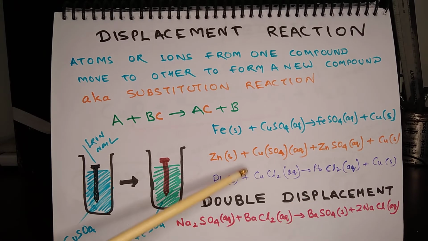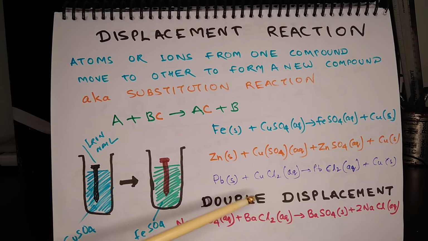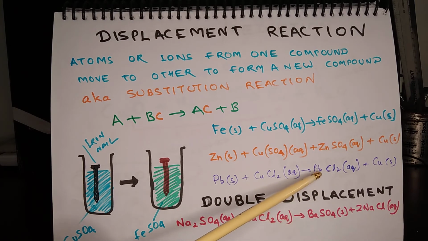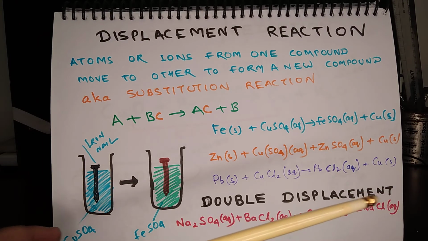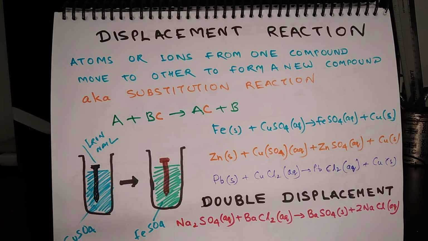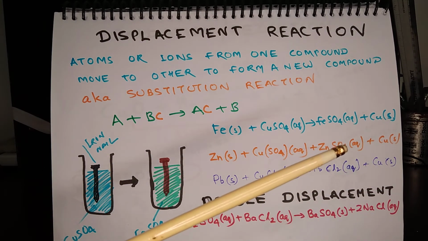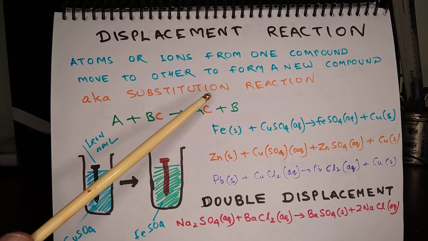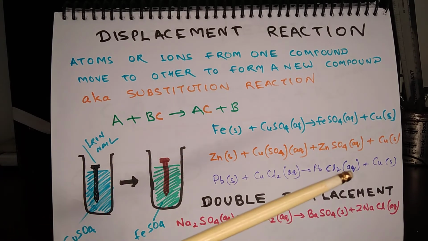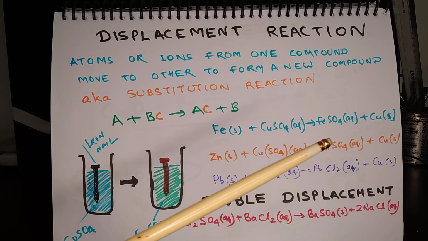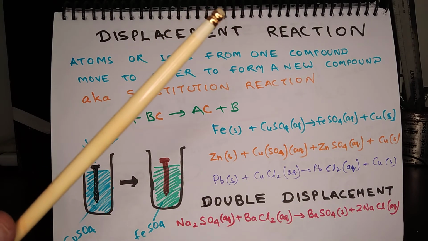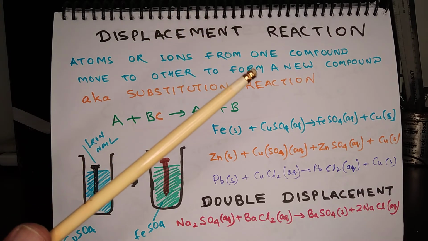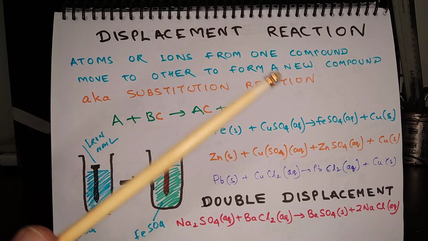Pb plus CuCl2, that is copper chloride, is equal to PbCl2, that is lead chloride, plus Cu. What is important to remember in this displacement reaction is that if a more reactive metal reacts with a compound of a less reactive metal, then the more reactive metal is going to substitute the less reactive metal. But the opposite of this cannot happen.